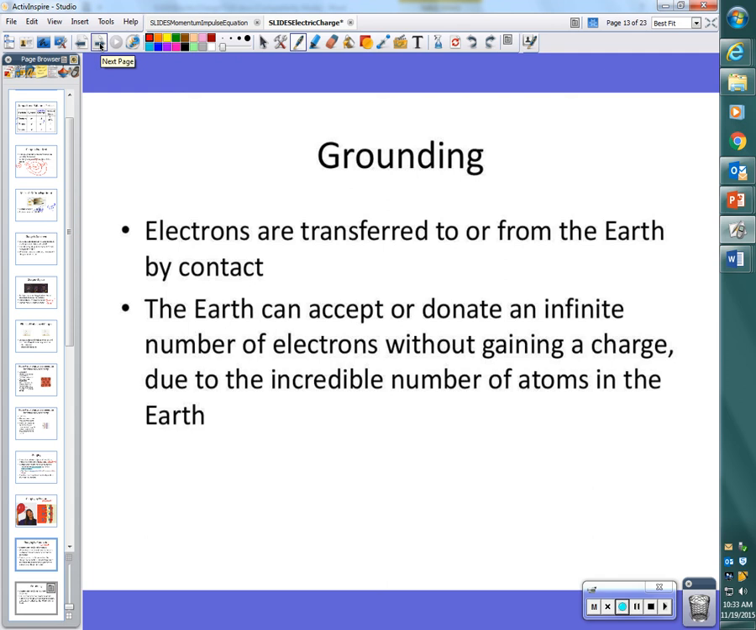There is one specific type of charging by conduction that we call grounding. In this case, electrons are transferred either to the Earth or from the Earth by contact. So, this is an example of, in the wintertime, if you drag your feet across the floor and then you go and touch somebody and give them a little shock, or you touch the light switch and it gives you a little shock.